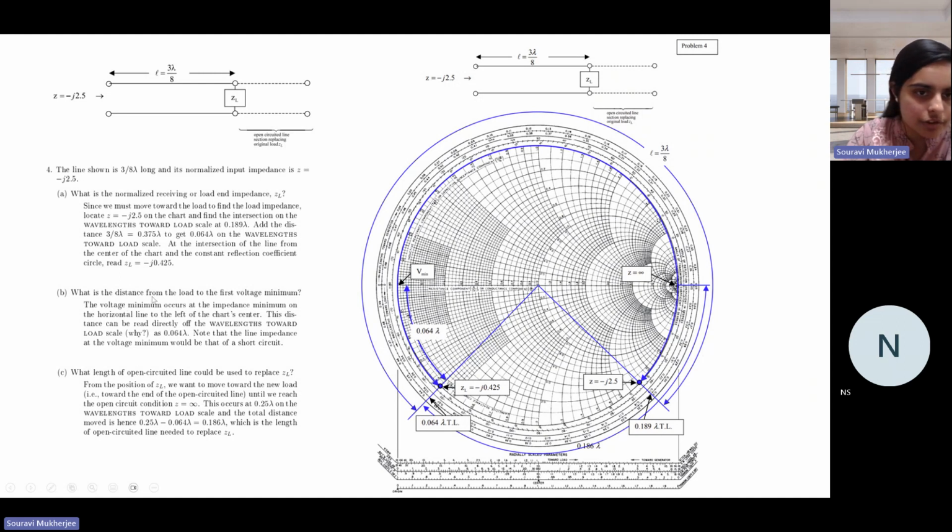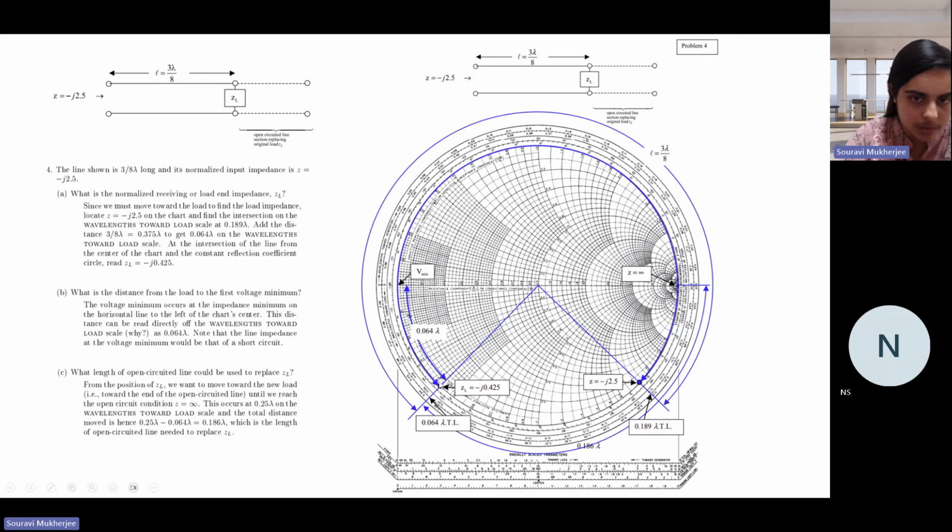Now, what is the distance from the load to the first voltage minimum? So this is your position of the load. What is the location of the first voltage minimum? This is the location, right? Now, when you find the distance from the load, you have to find the difference between these two points, right? If you take the scale of wavelength towards load, you already know this point. You can similarly find on the same scale the distance here, and the difference between the two will give you how much you have to move from the load in order to get the first voltage minimum.